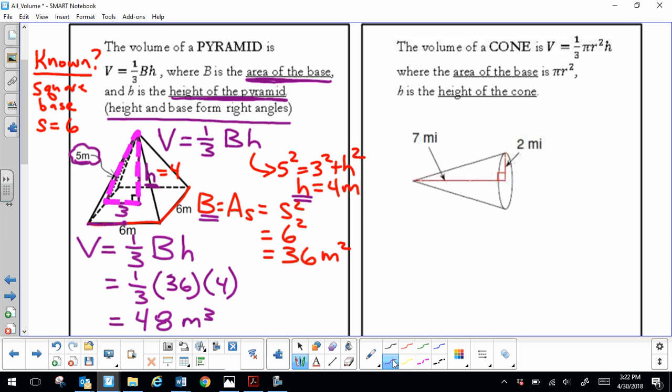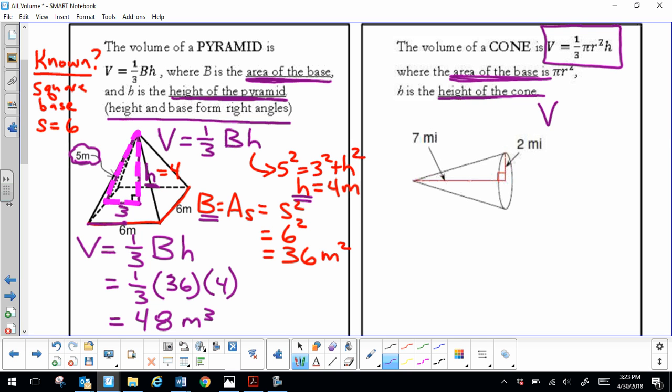The volume of a cone, they give it to us here, but of course it is on the formula sheet, is equal to 1/3 pi r squared h. And guys, remember, pi r squared is the area of any circle, and you can see the base of the cone is a circle. So the same thing is kind of happening here. Area of the base, pi r squared, times the height of the cone.